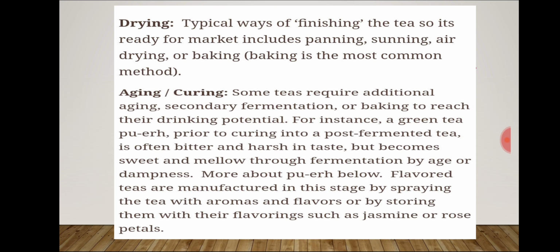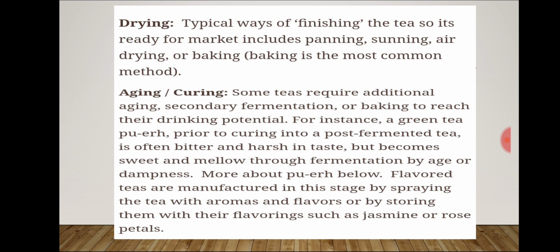Drying, the typical way of finishing the tea so it's ready for market, including panning, sunning, and air drying or baking. Baking is the most common method. Aging. Some teas require additional aging, secondary fermentation, or baking to reach their drinking potential. For instance, a green tea prior to curing into the post-fermented tea is often bitter and harsh in taste, but becomes sweet and mellow through fermentation by age or dampness. More about the pu-erh below.